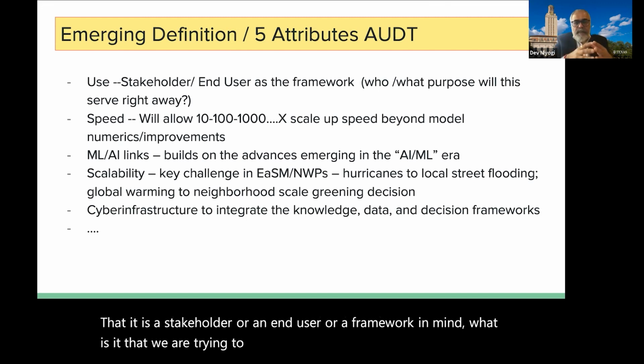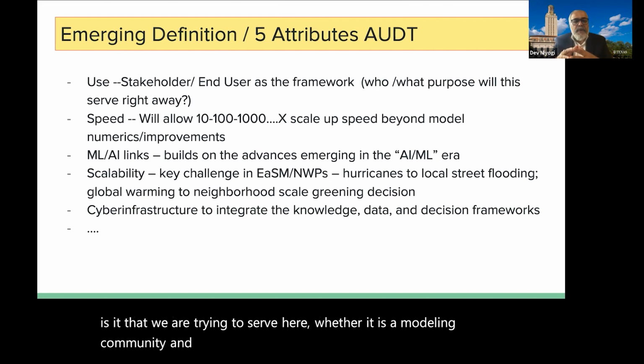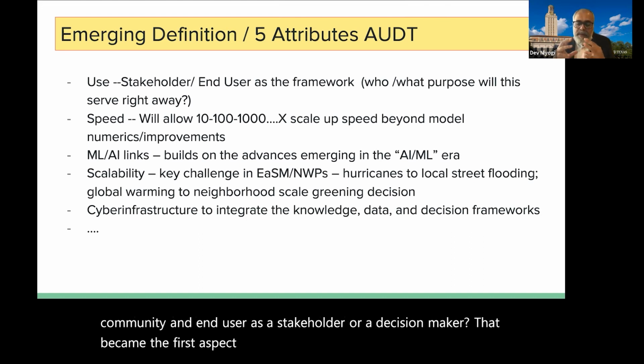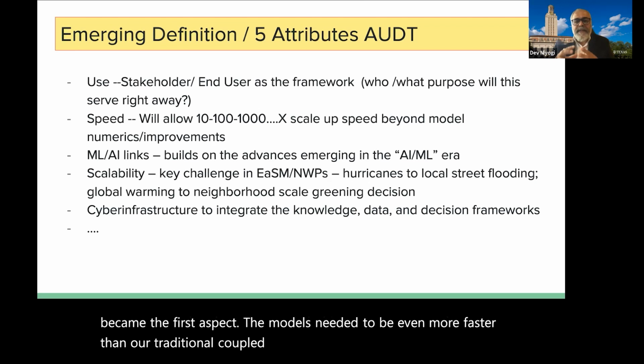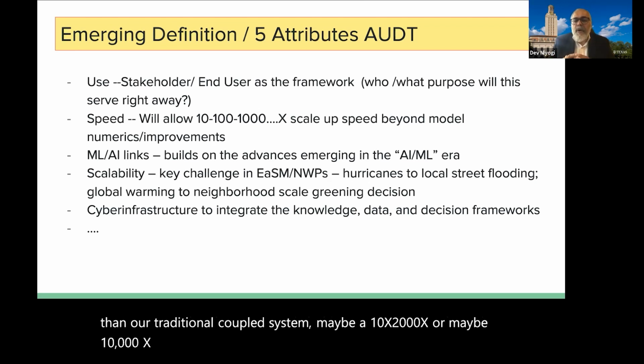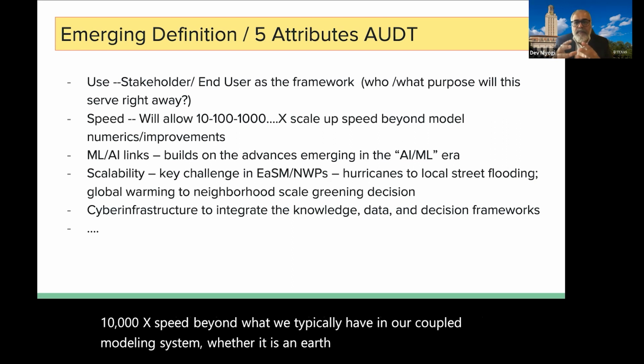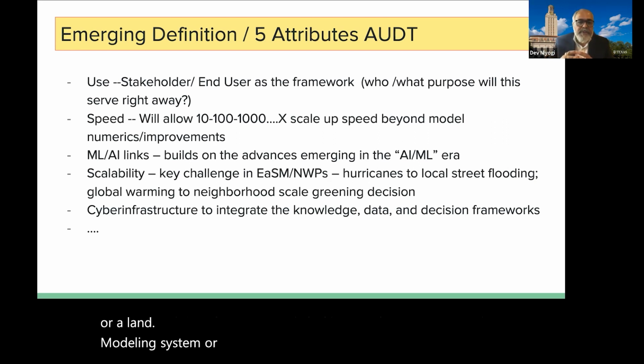Whether it is a modeling community, an end user as a stakeholder, or a decision maker, that becomes the first aspect. Second, the models need to be even faster than our traditional coupled systems, maybe 10x to 1000x or maybe 10,000x speed beyond what we typically have in our coupled modeling system, whether it is an Earth system, a land modeling system or a numerical weather prediction system. So speed was a second factor.